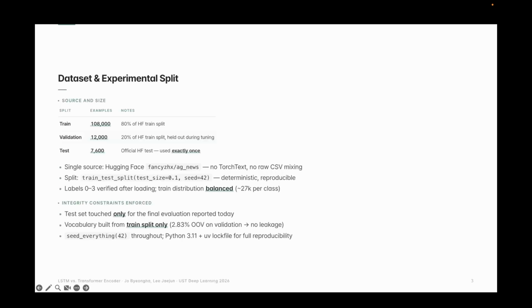Now the data. We split AG News into 108,000 training, 12,000 validation, and 7,600 official test examples. We touched the test set only once at the very end, because using it earlier would make our final number dishonest. The classes are balanced, so accuracy and macro F1 move together, and a fixed seed keeps everything reproducible.